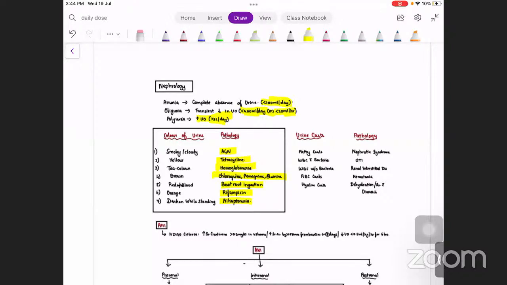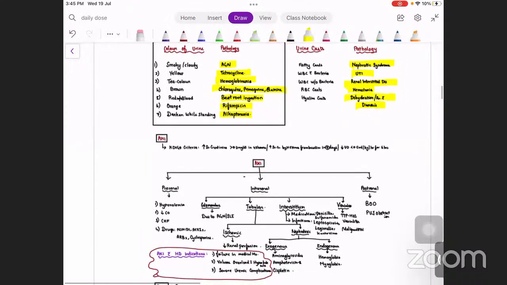Then you have urinary casts and their pathology. Fatty cast, nephrotic syndrome. WBC with bacteria, UTI. WBC without bacteria, renal interstitial disease. RBC cast, hematuria. Hyaline cast, dehydration or treatment with diuresis. So treatment with diuresis or dehydration, you see the hyaline cast. RBC cast indicates hematuria. WBC without bacteria indicates renal interstitial disease, and WBC with bacteria, UTI. Fatty cast, it is nephrotic syndrome.